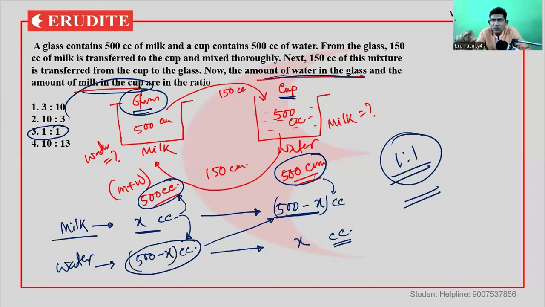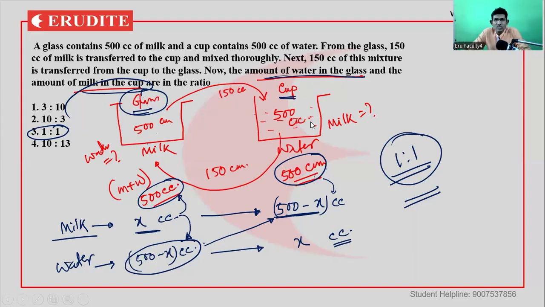If the total volume of mixture in the glass and cup remains 500 at the end, the ratio will remain 1 is to 1. Okay. So even if you continue this for 10 times, intermix it 10 times, the answer will remain as 1 is to 1 only.